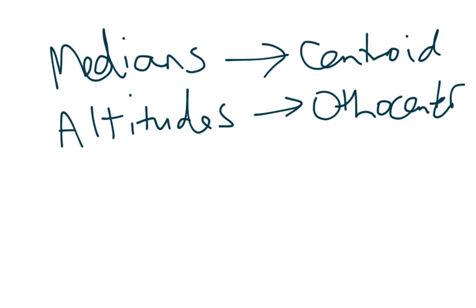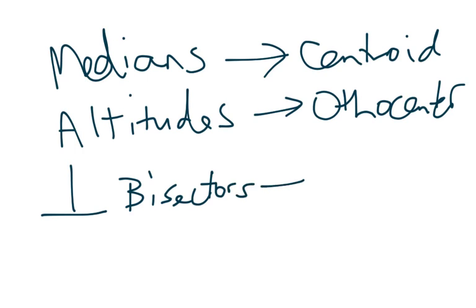But perpendicular bisectors, let's add it to the thing. Perpendicular, actually let's do shorthand. Perpendicular bisectors create circumcenters. So we have one type left.